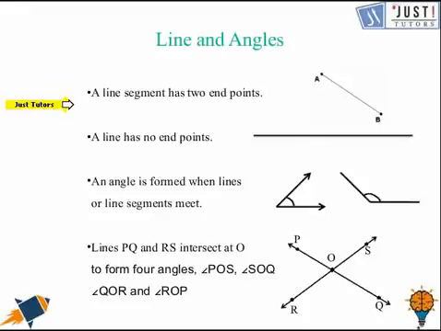So what is a line segment? A line segment has a starting and an ending point. A line has no end points. It continues and continues. It keeps on going in both the ends. An angle is formed when two or more lines or line segments meet. An angle is the amount of turn taken by one line segment from the other. And whenever two lines intersect, four angles are formed. As we can see here, they are angle POS, SOQ, QOR, and ROP.